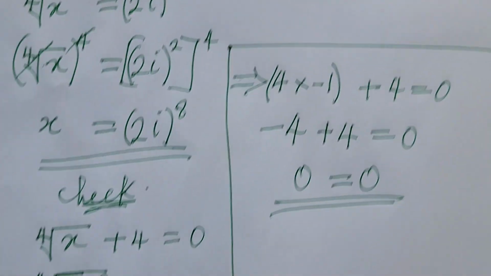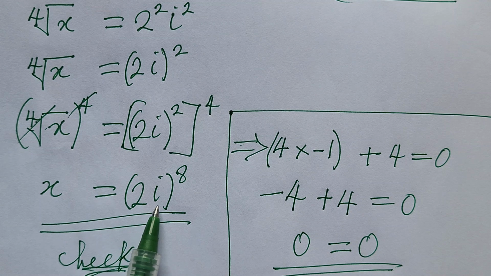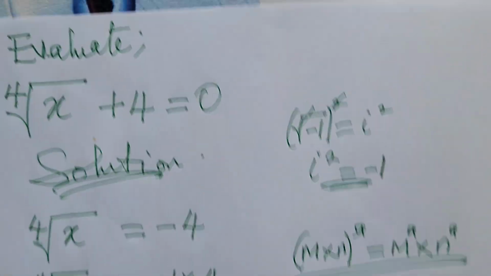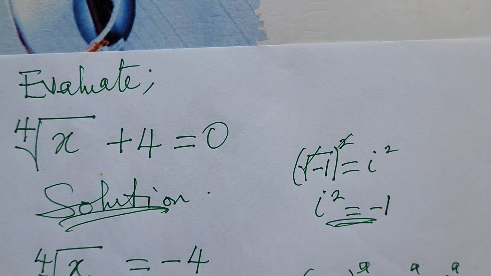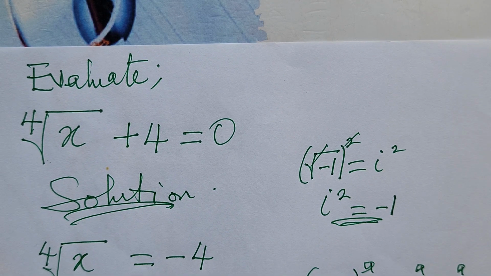This shows that the answer we got, (2i) all to the power of 8, satisfies the original equation. So this brings us to the end of this math solution.